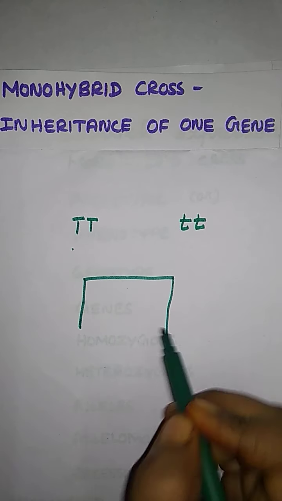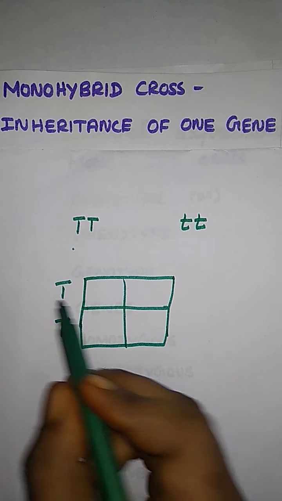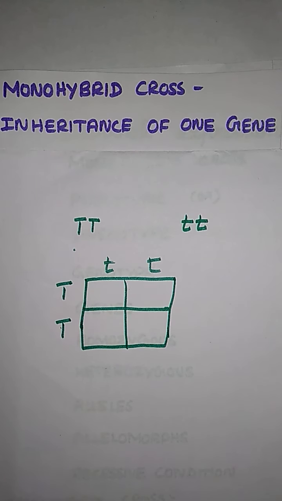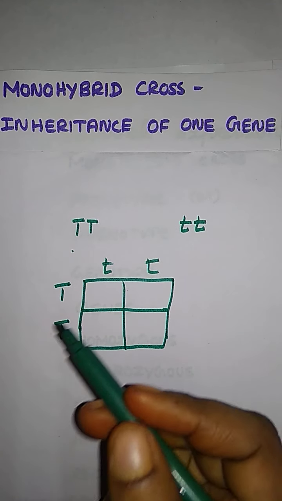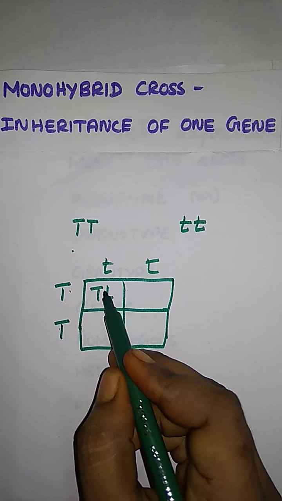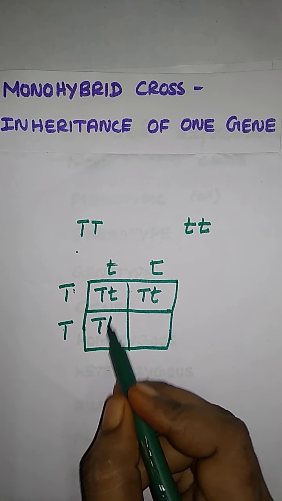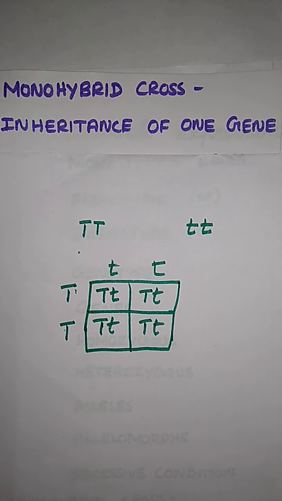Just take it in a table column. Capital T, small t. So this is the tall plant. Small t, small t, so this is the dwarf. Now I am going to do a cross between a monohybrid. So here tall and dwarf plants, they are getting a tall and dwarf. Here also the same, and here also the same, right? So this is a monohybrid cross, inheritance of a single gene.